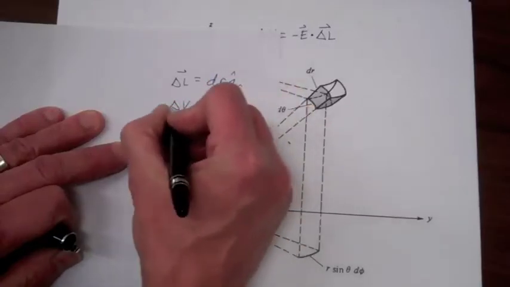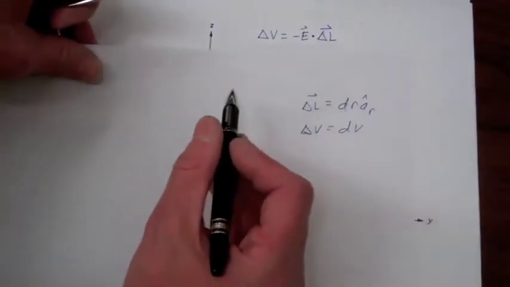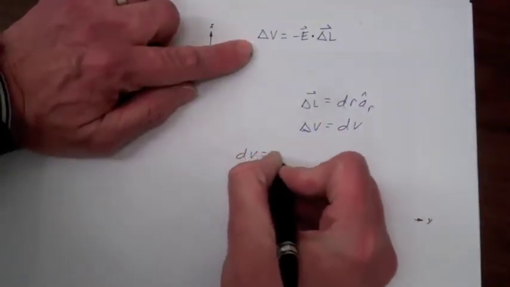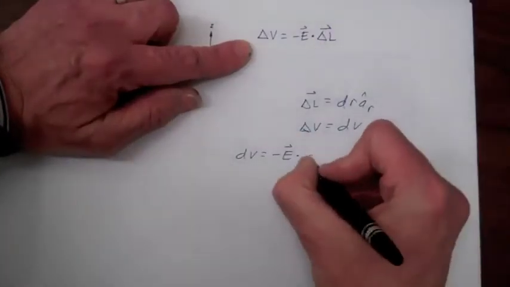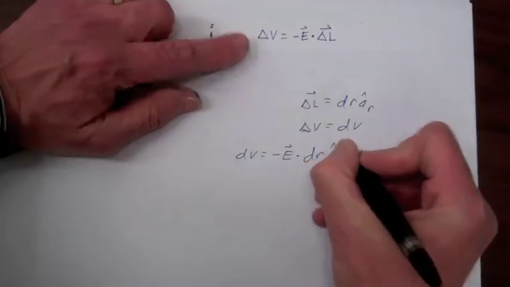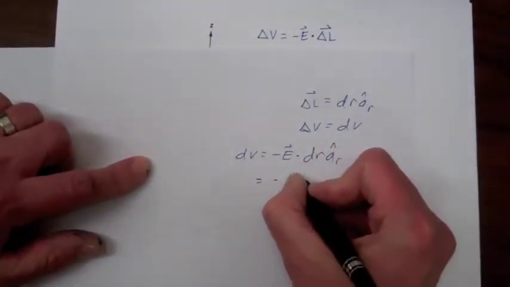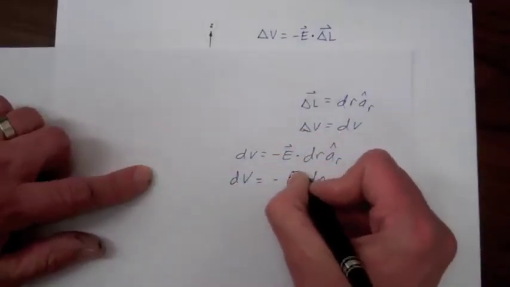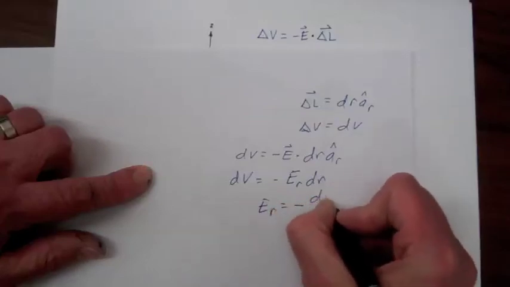So delta L is equal to dr in the r direction, and the voltage we'll measure across it is dV. So in our expression here, delta V becomes dV, and delta L is dr a sub r. So E dot a sub r will give us the component of the electric field in the r direction. So solving for E sub r, we get E sub r is equal to minus dV dr.